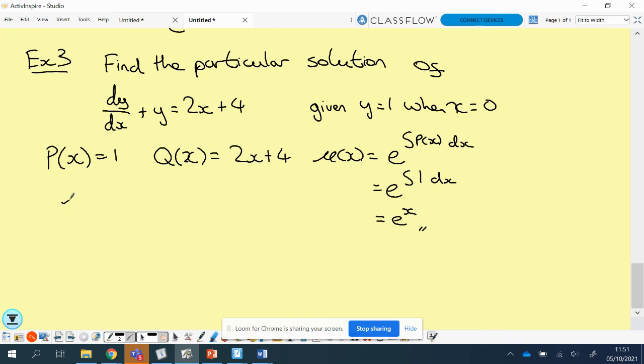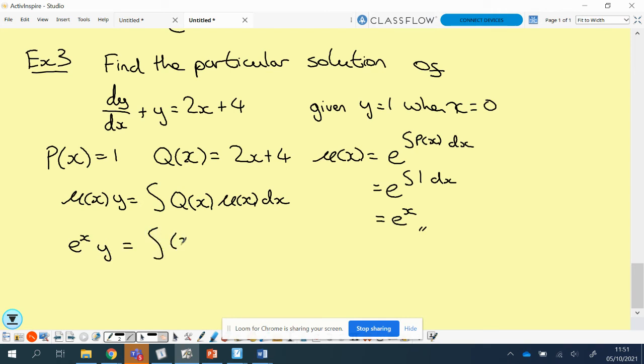Okay, so using that, mu of x times y will equal the integral of q of x times mu of x dx. So that's e to the x y equals the integral of 2x plus 4 multiplied by e to the x, and that's what I'm left to integrate. Okay, so I put my data in there.